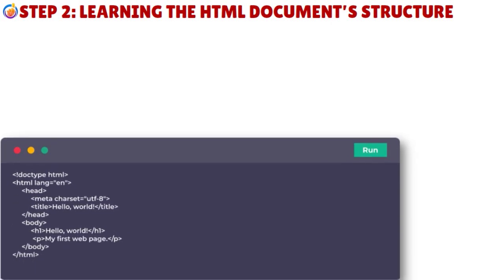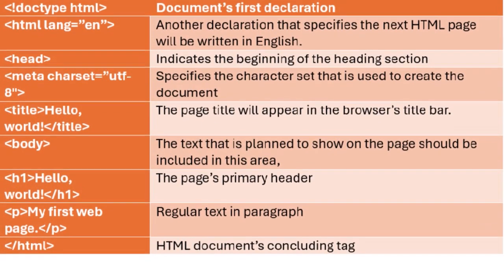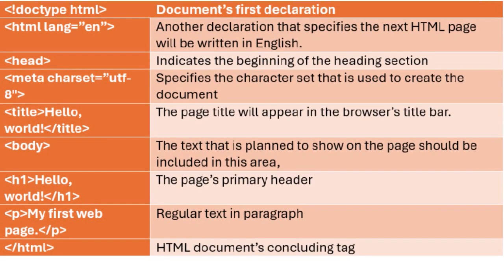The screenshot on the screen is valid HTML. So just copy and paste it into a new file and save it as index.html. Now let's talk about each component of this code so you can really understand what happens here. Again, I'm going to put this on the screen. The doctype HTML is the document's first declaration. Then you have other declarations that specify the HTML page, the language, or the page's primary header.